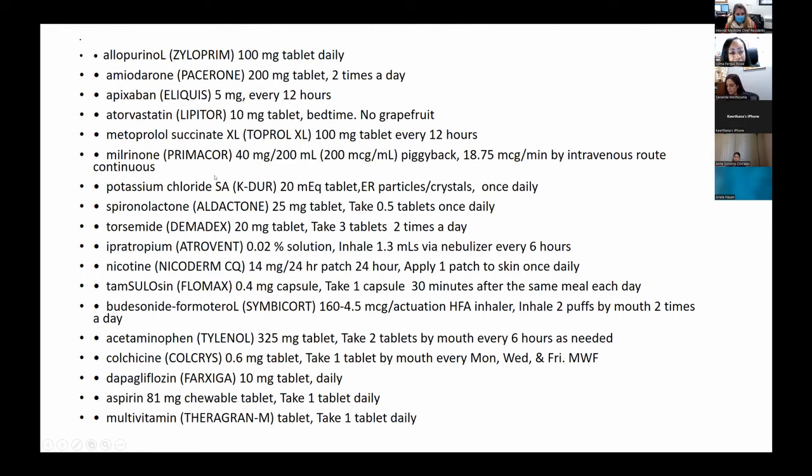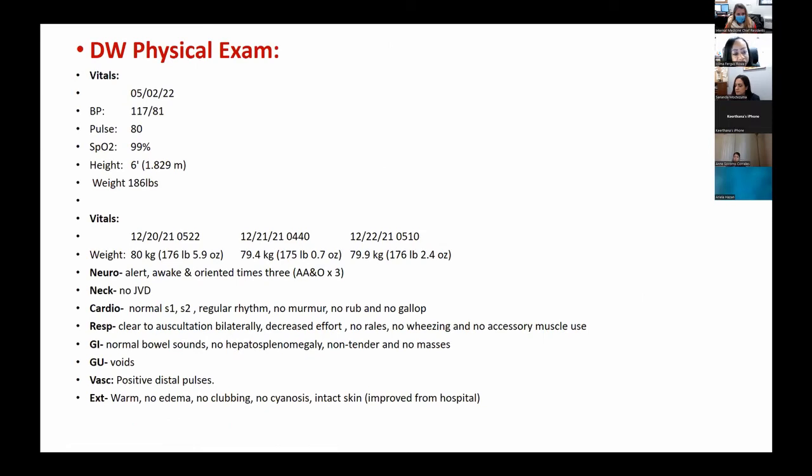But as you could see, he's on milrinone because we tried to taper him off of that, and he developed worsened heart failure. So he had to go home on the milrinone. This was his last physical exam in the office. He actually had a decent blood pressure because typically he runs very low blood pressures, and so it's very hard for him to take medications.